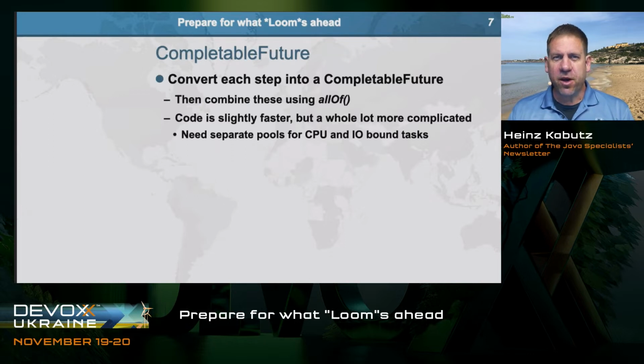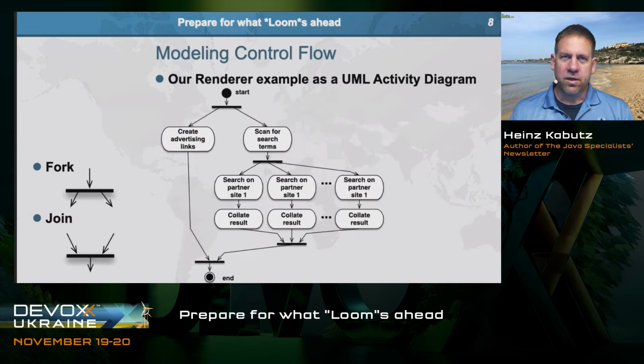All right, then another way you could do it is with completable future. I'm going to show you the code. It is faster, but it's a lot more complicated. And we also have to then always think about whether we're going to use a CPU-based pool or an IO-based pool. And obviously, when you're using completable future, you want to specify which thread pool you want to use, because depending on what you're doing, it's going to be better to use a CPU or IO-bound pool.